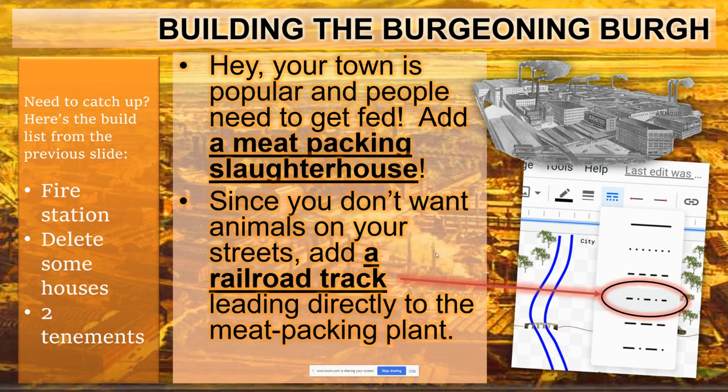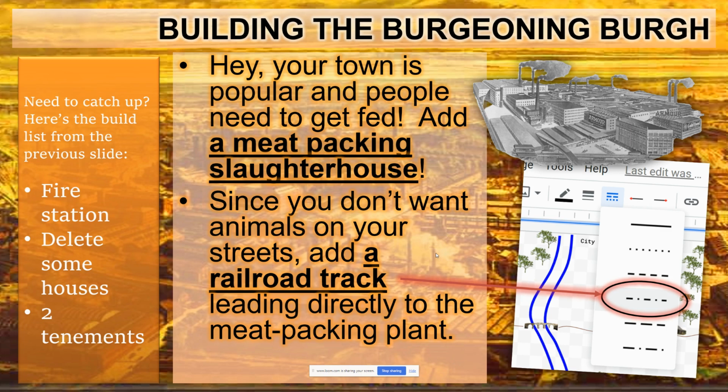Okay, so what you want to do is to go ahead and add a railroad track that directly leads to the meat packing plant, because you really don't want all these animals being herded in slowly across your town. Okay, so a quick train ride in and process as quickly as possible, and next thing you know, you've got some meat, hamburgers and hot dogs.